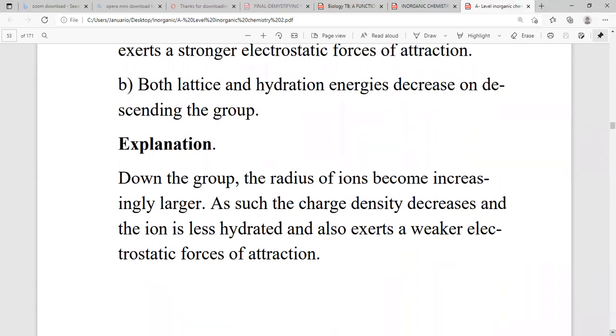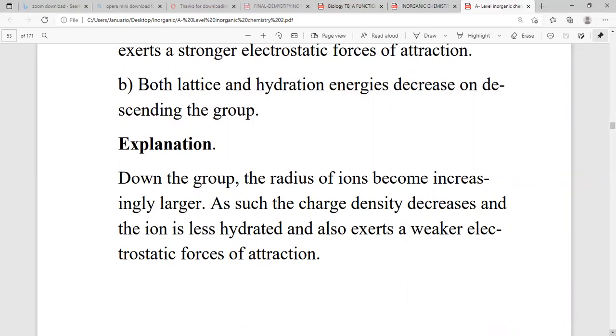Why? Down the group, you expect the radius of the ions to become increasingly larger, and as such, you expect a decrease in charge density, and the ion is less hydrated. The charge density is low because down the group, you are increasing the atomic or the ionic radius. As you're increasing the ionic radius, remember you are in the same group, so all these ions possess the same charge.